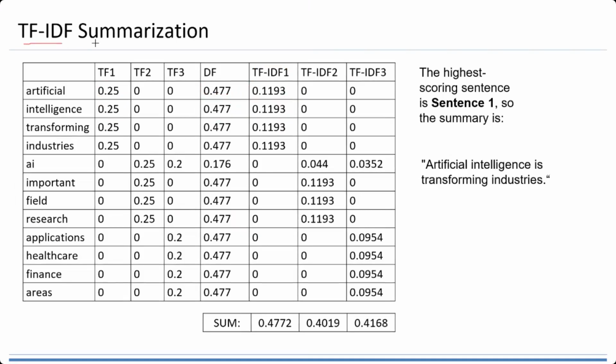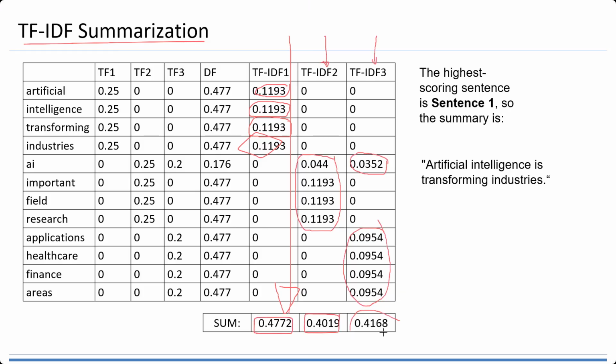For the TF-IDF summarization, it is easy. We need to calculate the summation. So we do the summation: the first word plus the second word plus the third word plus the fourth word. And we got the summation 0.4772. For the TF-IDF2, we also do the summation and we get the value 0.4. And for the TF-IDF3, we also do the summation.